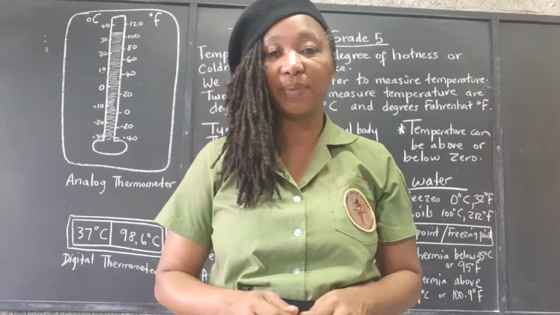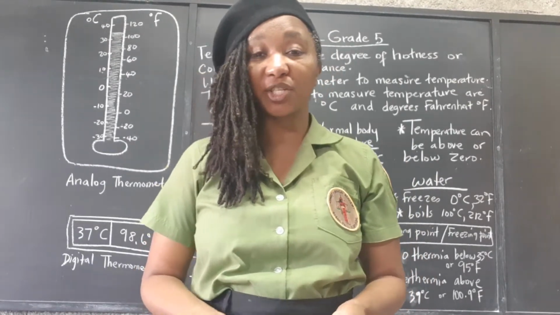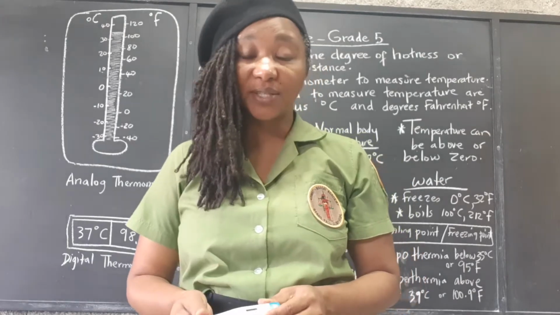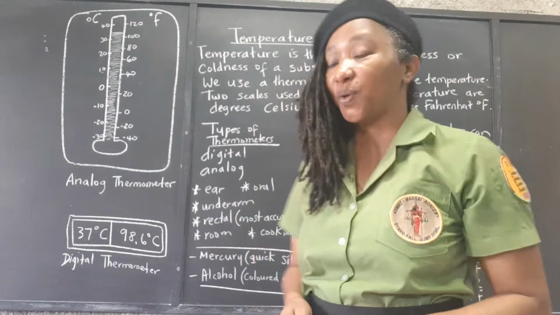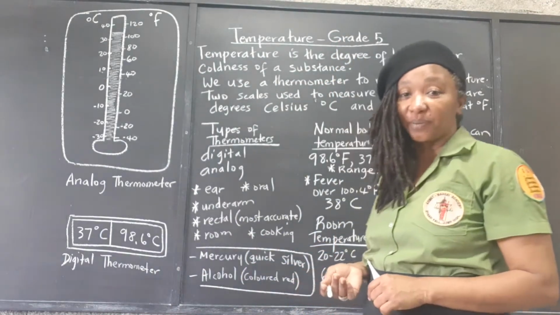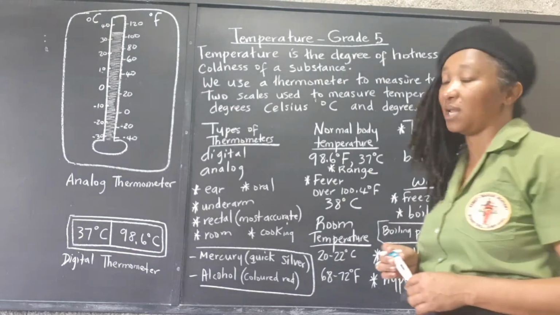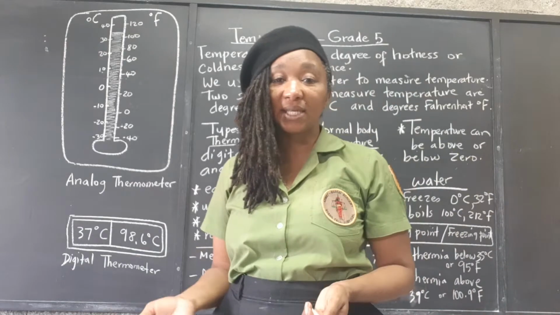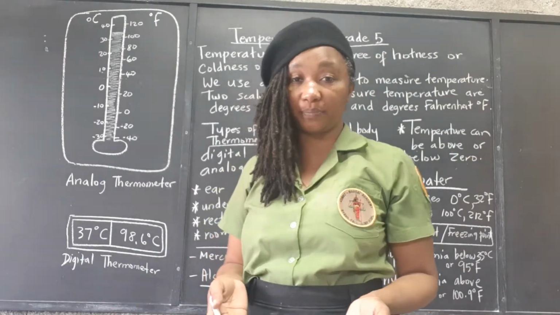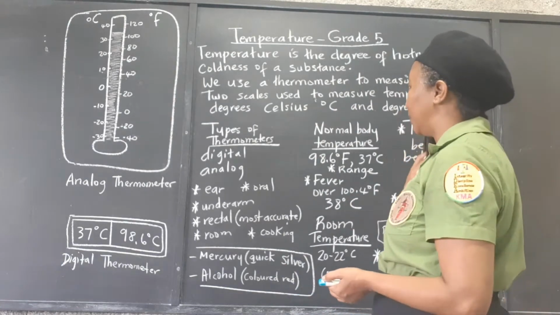This morning we're going to be looking at temperature, how we measure temperature, why we measure temperature, what we use to measure temperature, everything having to do with temperature. So let's look at the definition of temperature. Temperature is the degree of hotness or coldness of a substance. So basically we're saying how hot is the thing, how cold is the thing. That's the temperature of a substance, how hot or cold it is.